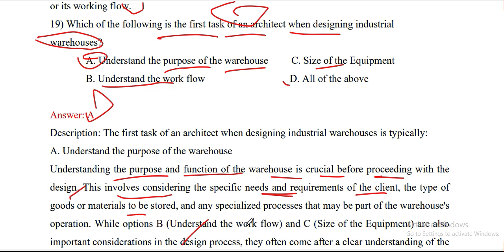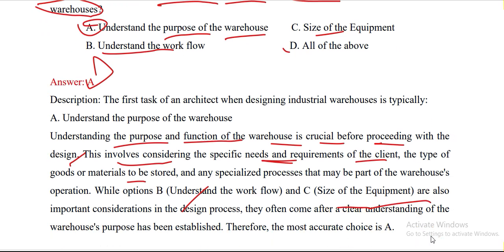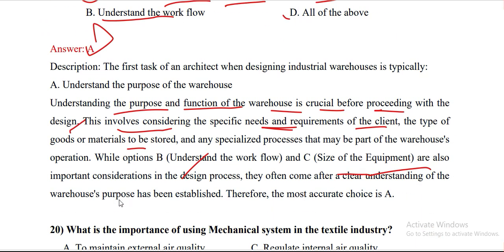They often come after a clear understanding of the warehouse purpose has been established. So the most accurate answer is option A.